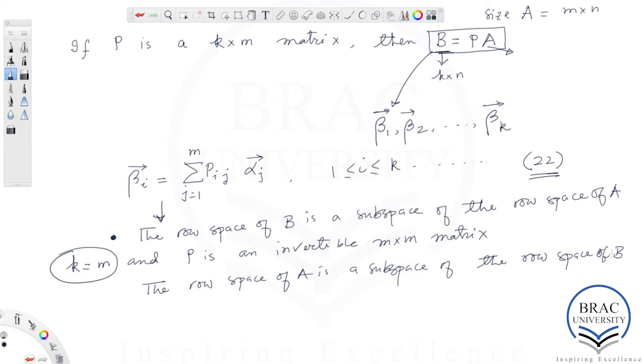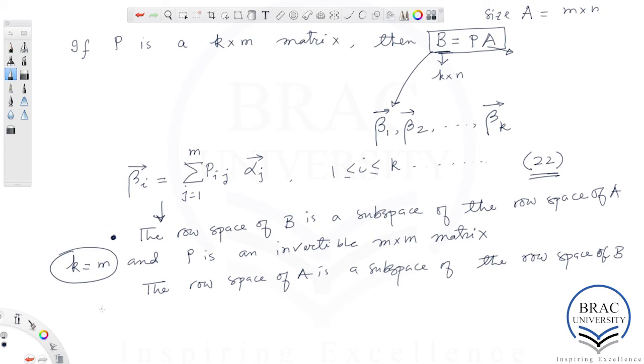All right, so which means that if the row space of B is a subspace of the row space of A, and the row space of A in turn is a subspace of the row space of B, we immediately see that they are the same. The row space of A is the same as the row space of B.